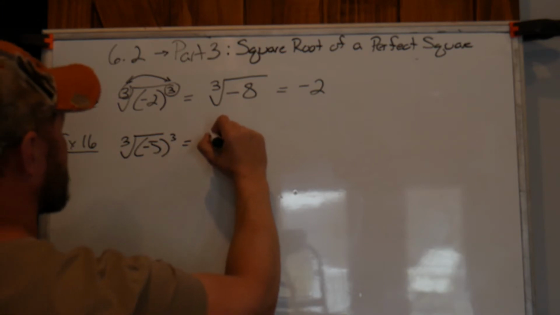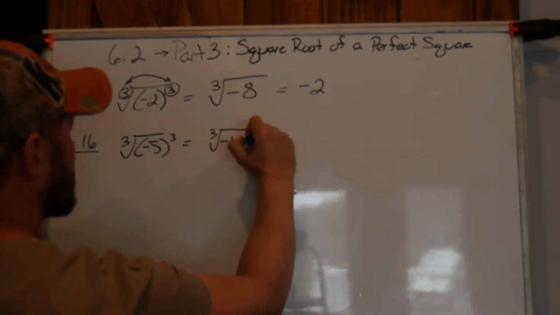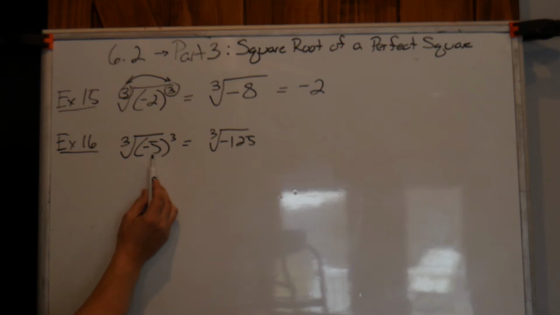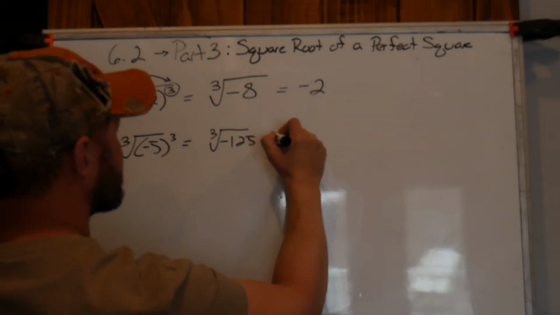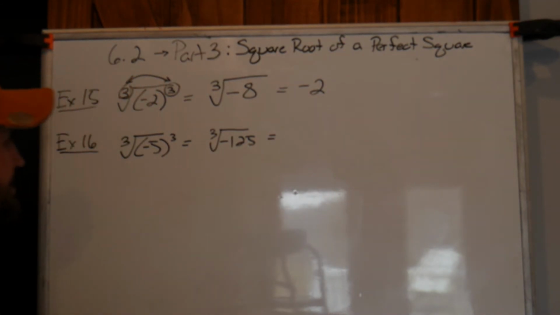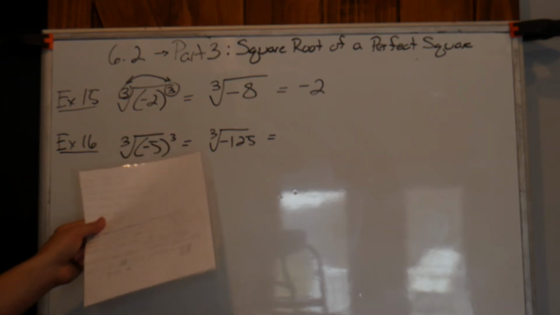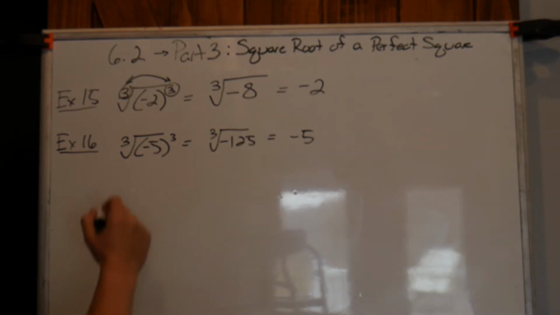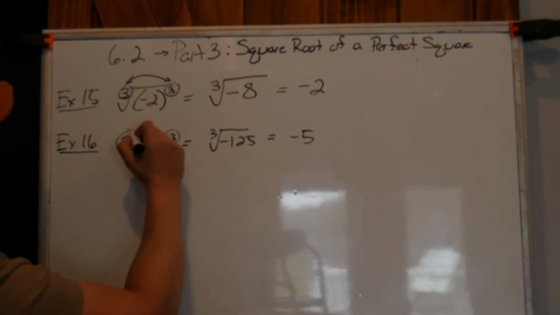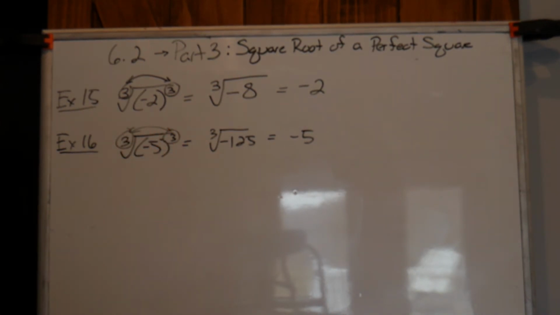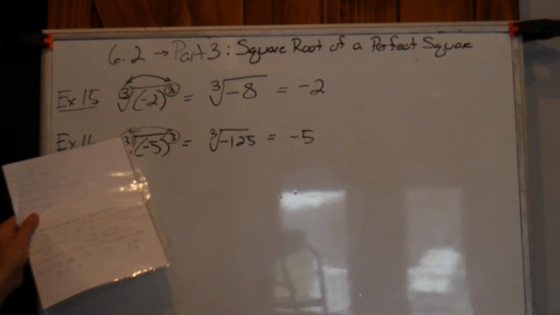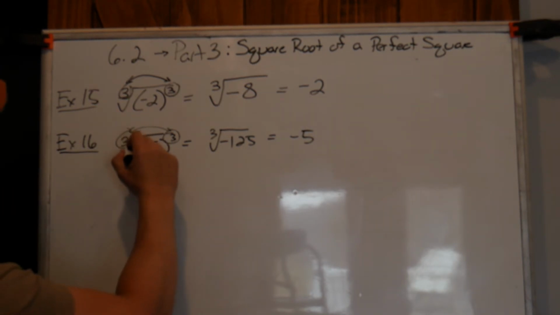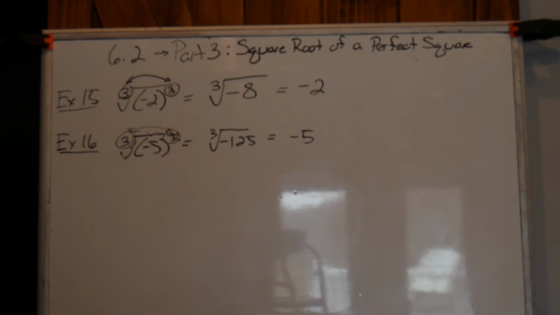Now again, you can go ahead and cube negative 5 and get negative 125 and then go backward and say, well, the cube root of negative 125 must be negative 5. Or you can just look and see that these are the same, and whenever they do that, it's easy. When they make the exponent the same as the index, you simply eliminate the radical sign and write your answer.